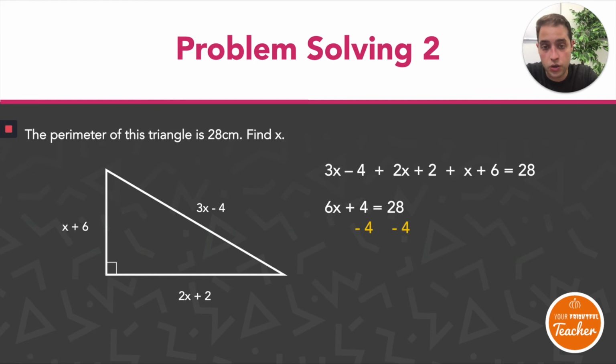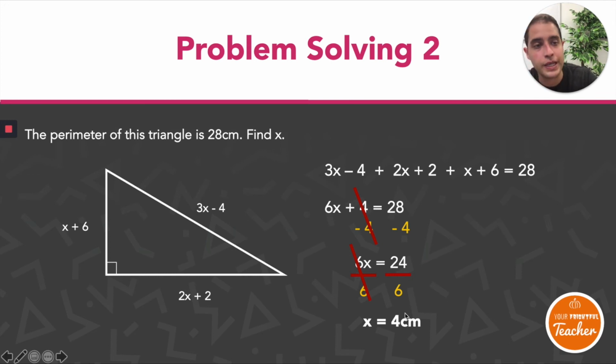So the first thing I do is try and leave the 6x by itself. So I minus the 4. Whatever I do here, I have to do on the other side. So that cancels out and I get 6x equals 24. In order to figure out the value of x, I divide it by 6 to cancel it out. So x equals 4 cm, and please put your unit metric there. If they're putting it in the question, they're expecting you to put it in the answer.